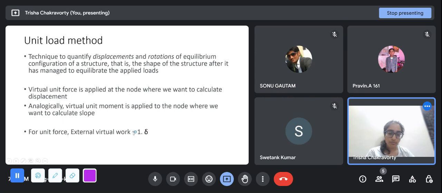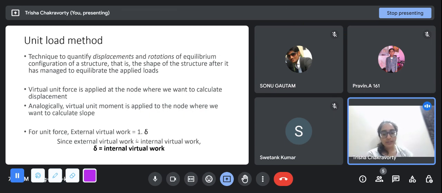This is a dot product, but there is no cos theta because, as I said, if you want to calculate the horizontal displacement, you will apply a horizontal load. So the angle between the two becomes 0 degrees, and cos 0 is 1, right? So for a unit force, the external virtual work will be 1 into delta. And similarly, if you apply a moment and you want the slope, for example, if the slope you want is theta, then the external virtual work will be 1 into theta. 1 is the magnitude of the moment, and theta is the slope.